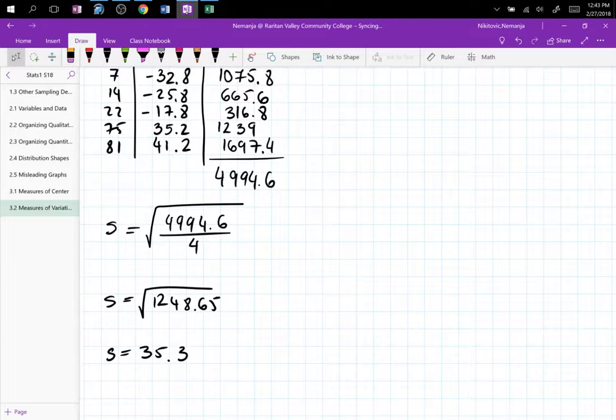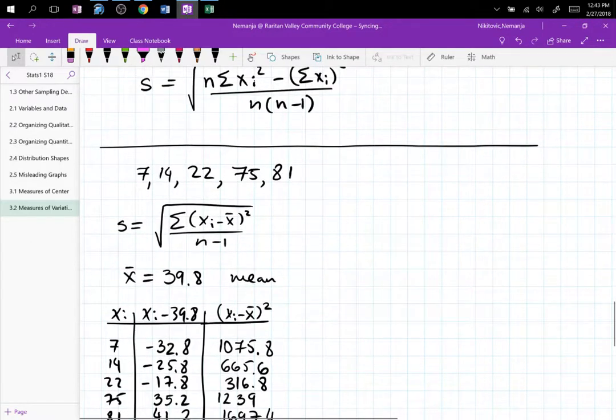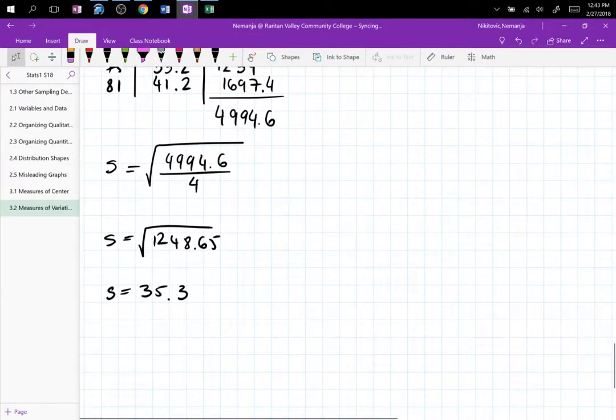Do we see a lot of variation in the data? Sure we do, right? There's this big jump in the data from 22 to 75. It's a jump of 53. And the 53 is almost 2 standard deviations. So, yeah.